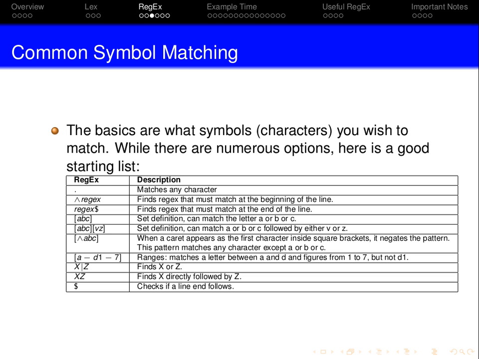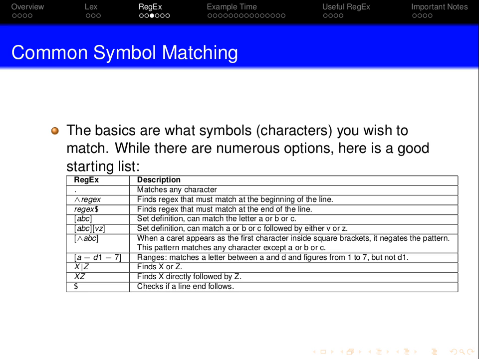[ABC], set definition, can match the letter A, B, or C. Notice that you can put those next to each other. So [ABC][BZ], any combination of that. That'd be two characters: the first one A, B, or C, the second one has to be B or Z. So with that one, the first character has to be A, B, or C, and the second character has to be B or Z. Okay?